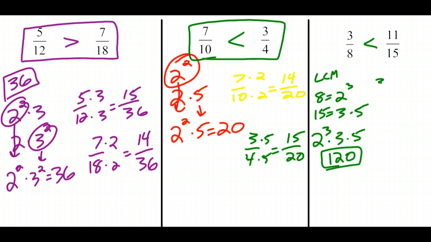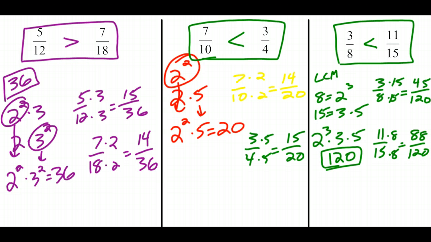So 3/8, multiply both by 15 and get 45/120ths. 11/15, multiply both numerator and denominator by 8, which is 88/120ths. 88 is very clearly bigger than 45, so 11/15 is greater than 3/8.